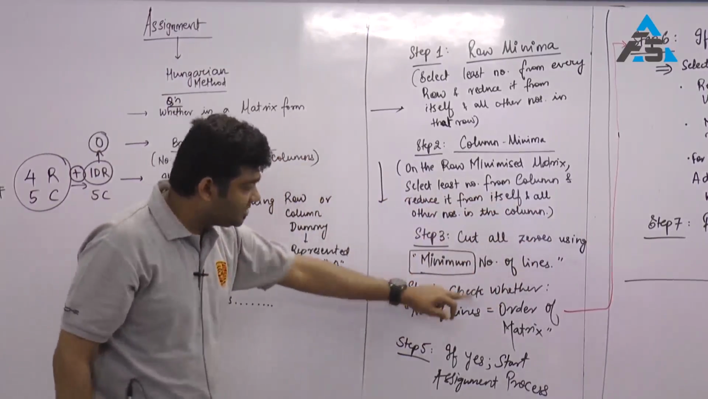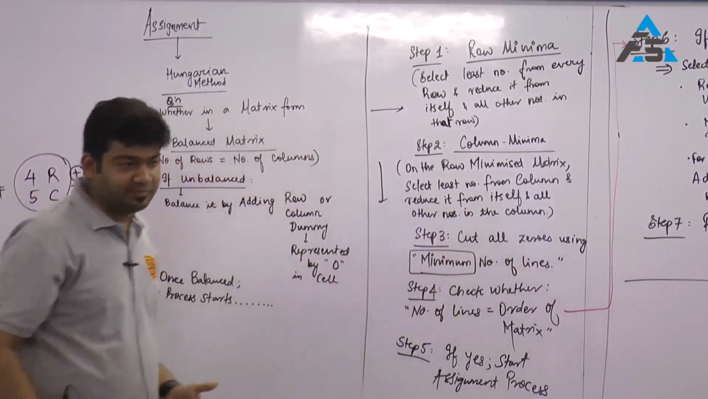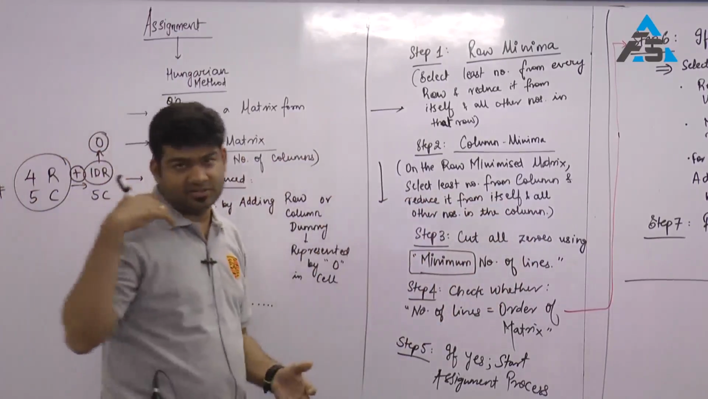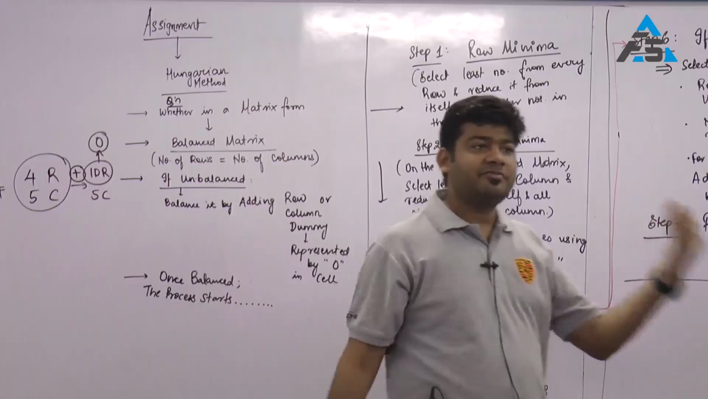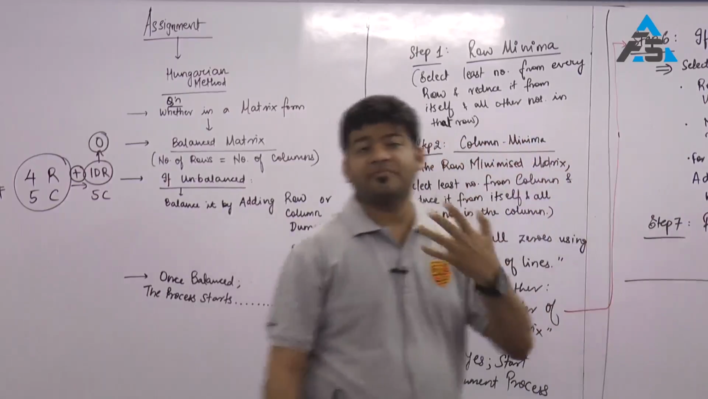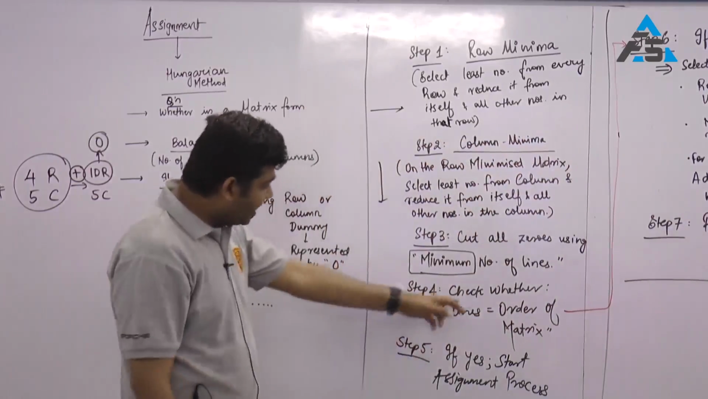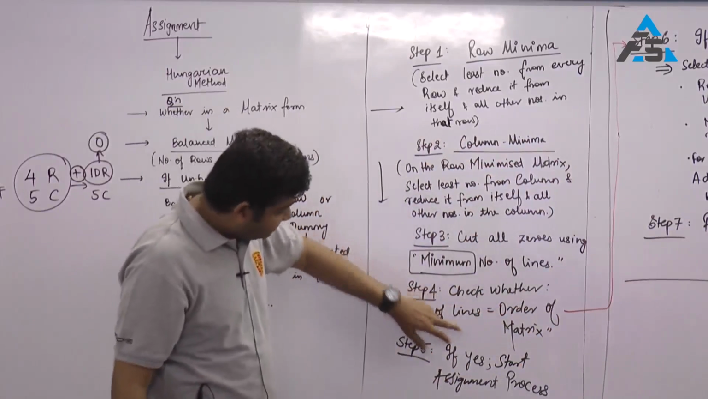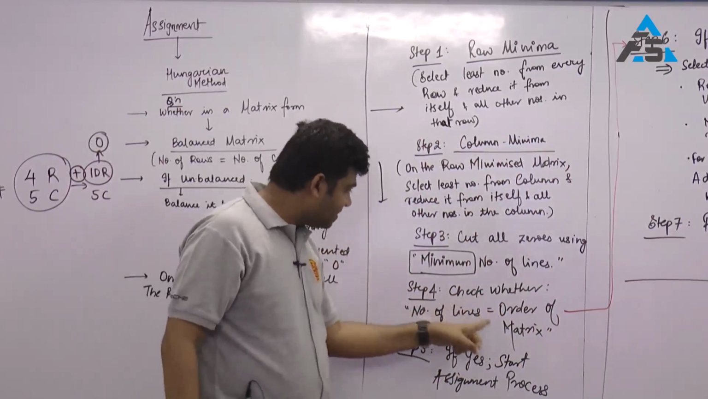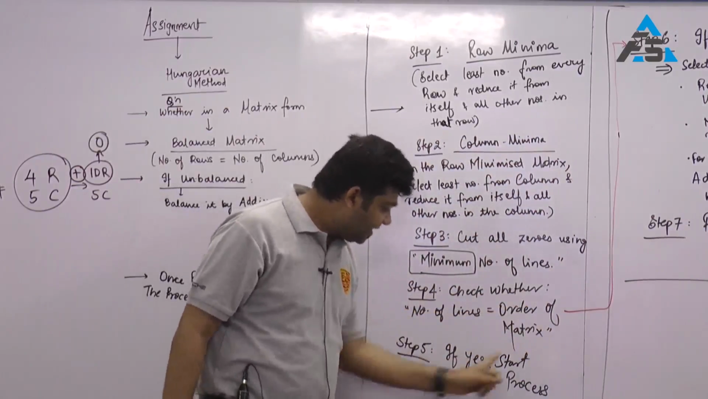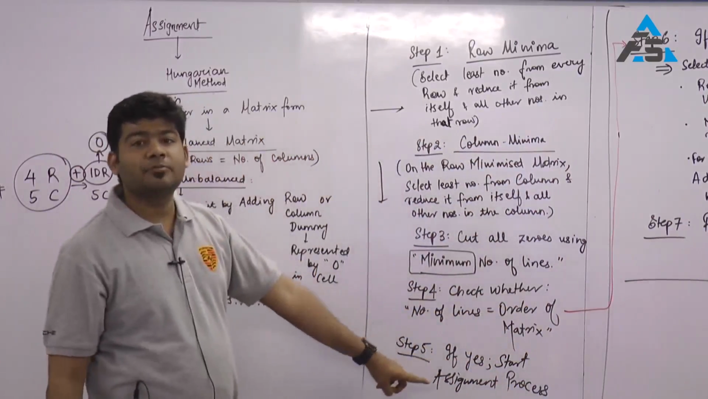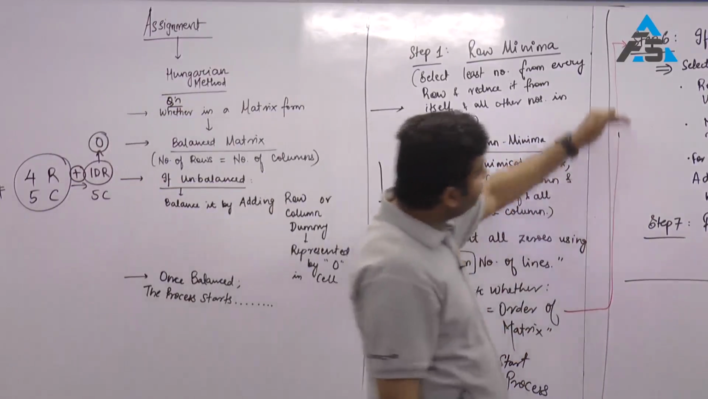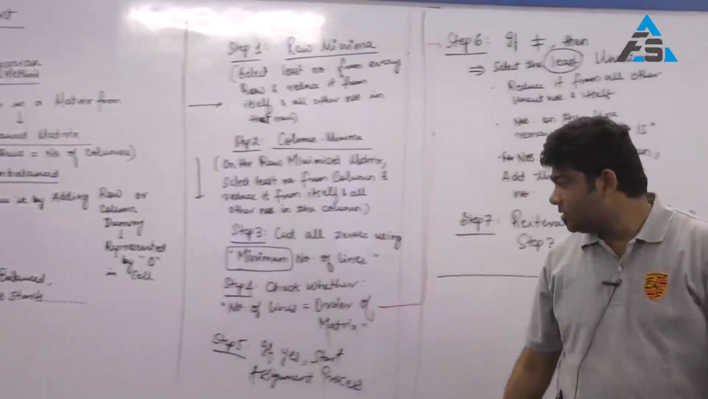Check whether number of lines is equal to order of matrix. What is order of matrix? Say 4 by 4, 4 rows, 4 columns, a 4 by 4 matrix. It is called, the order is 4. 5 columns, 5 rows, a 5 by 5 matrix. Order is 5. Check whether number of lines is equal to order of matrix. Step 5. If yes, if number of lines is equal to order of matrix, then you have to start the assignment process. However, if at step number 4 you find that it is not equal, what is not equal?